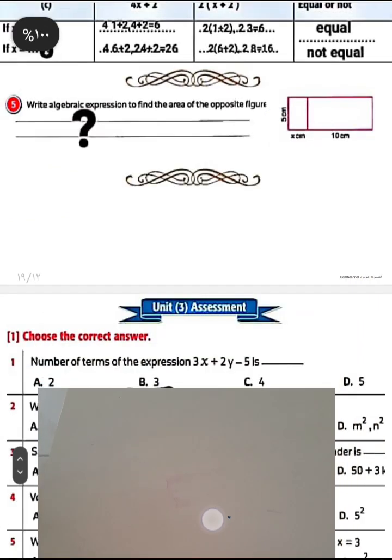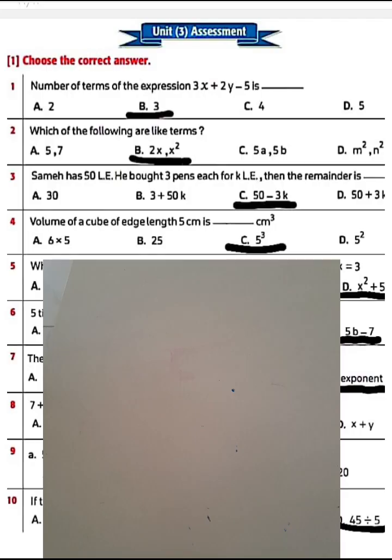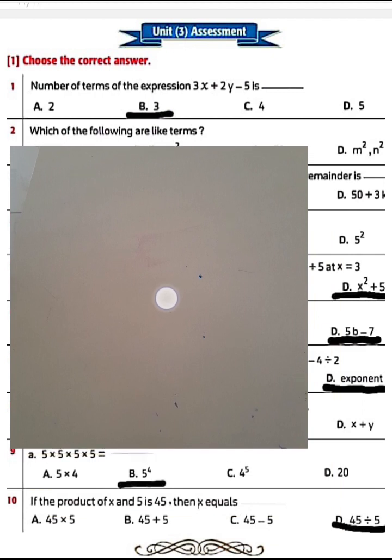Now we will solve the next question here. Unit 3 assessment. Look with me at question number 1. Number of terms of the expression 3x plus 2y minus 5. We have 3 here. Okay, next question.